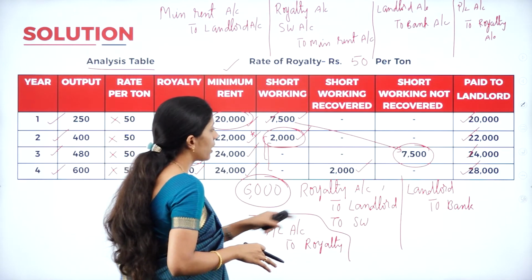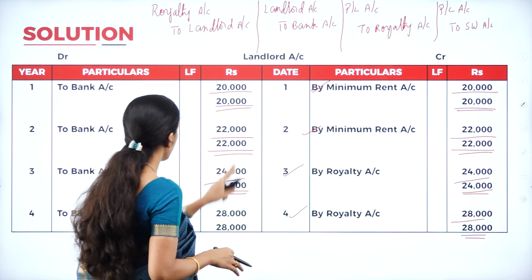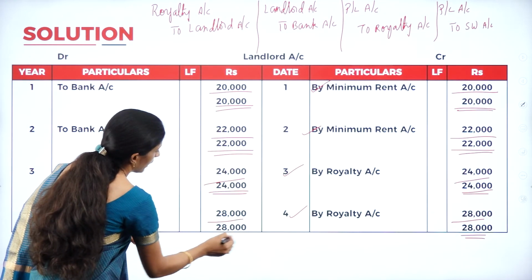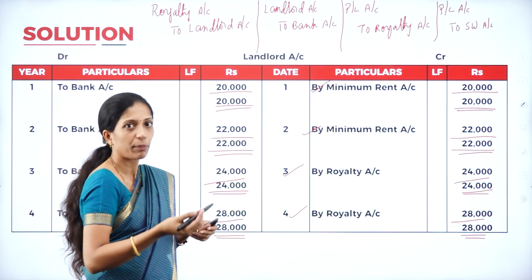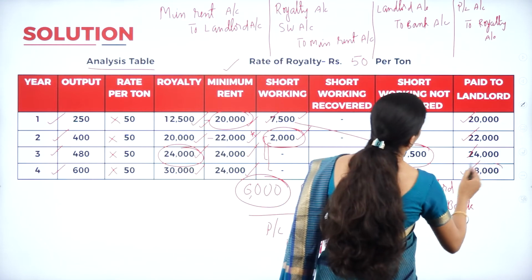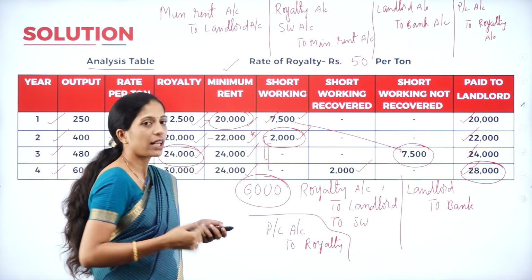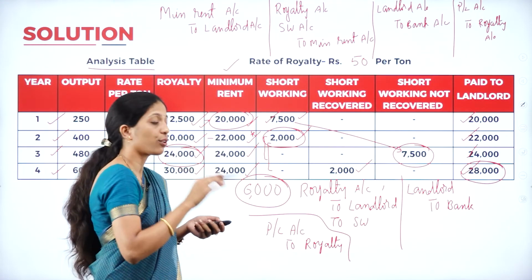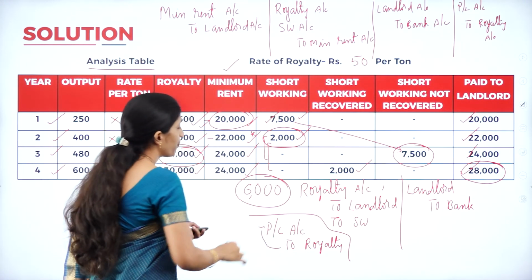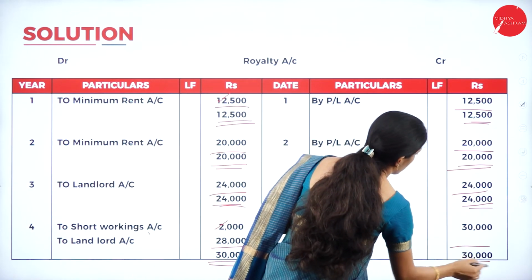Next entry is what? Landlord account debit to bank account. How do you write? Here, to bank account 28,000. You are actually making the payment of 28,000 to bank account. Next, profit and loss account debit to royalty. How do you write under royalty? By profit and loss account 30,000.